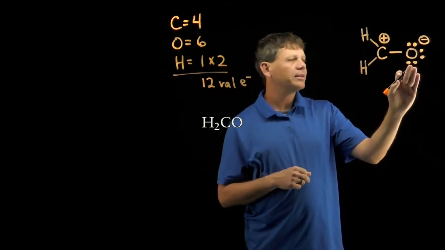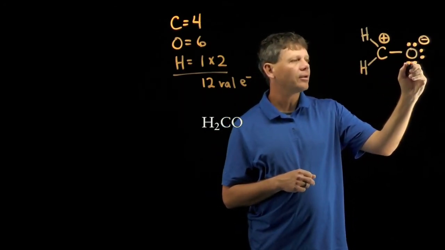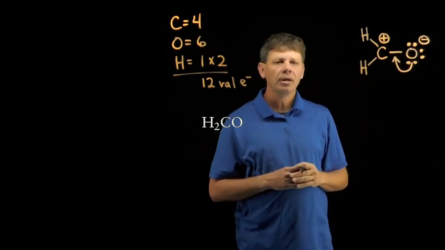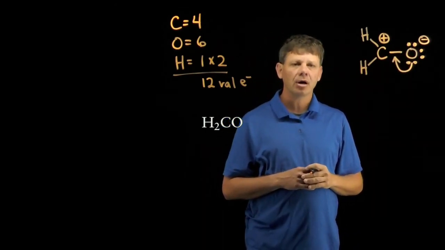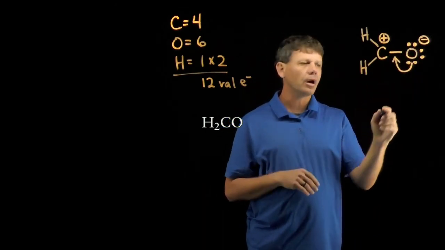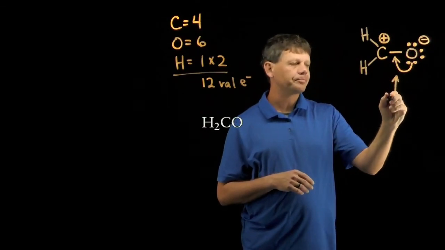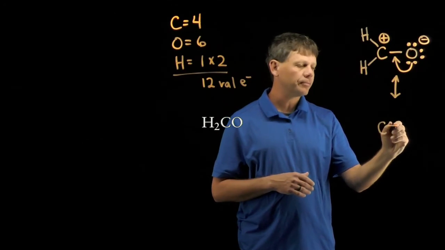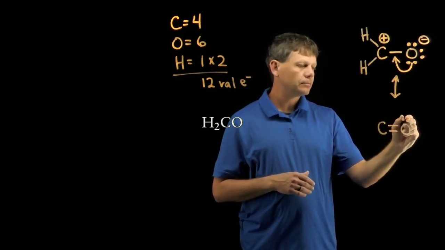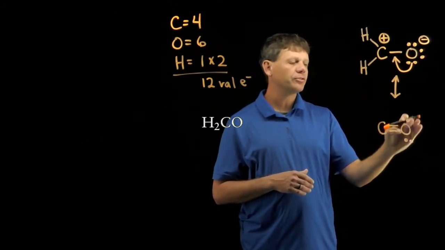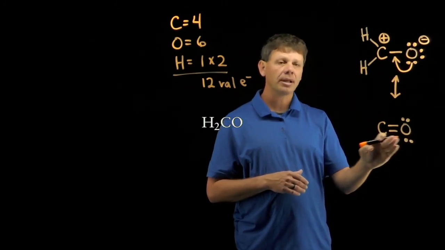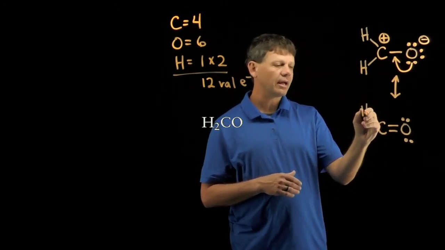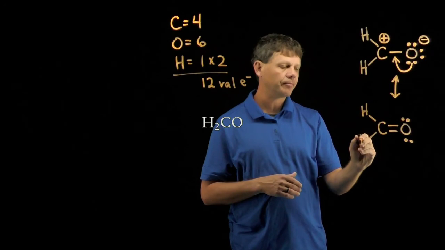Let's do better by taking one of these lone pairs on the oxygen and moving it down to become a new oxygen-carbon bond. This is a preview of a concept called resonance. What that's going to give us will be this new structure where oxygen now has just 2 lone pairs. It has a carbon-oxygen double bond. We still have our 2 hydrogens here.